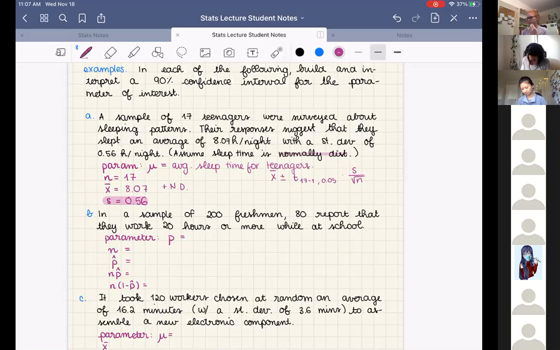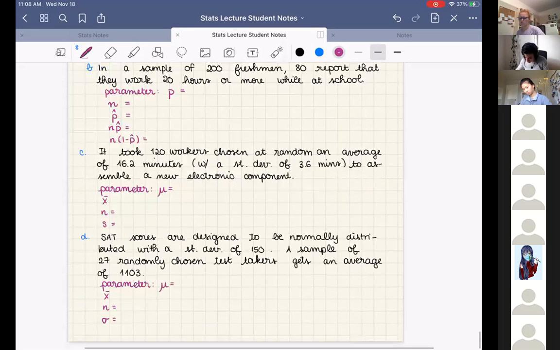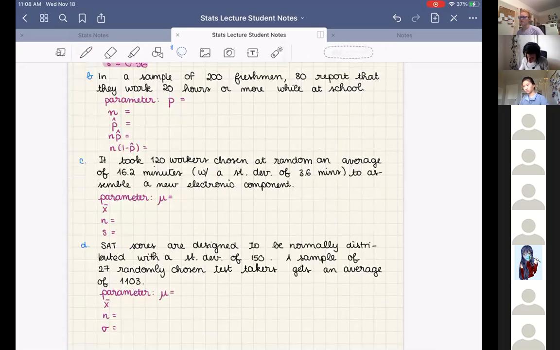Now, what that gives us is x bar, which is 8.07, plus or minus t with 17 minus 1 degrees of freedom at 0.05. I'll talk about that in a second. And then s is 0.56 divided by square root of n, which is square root of 17. I don't think I'm going to have enough space, so it's fine.